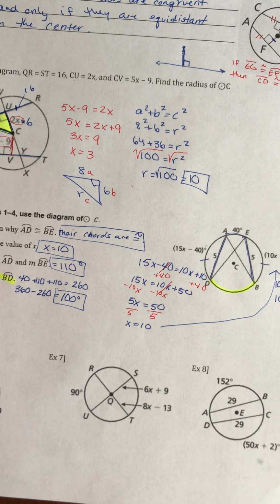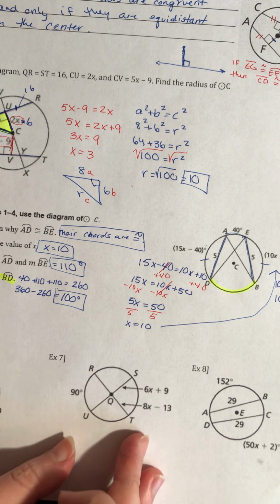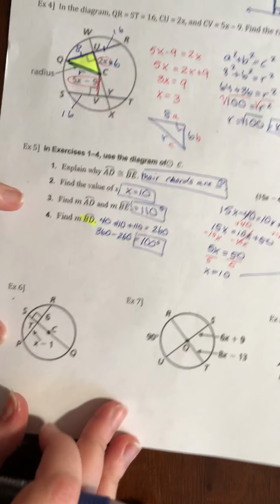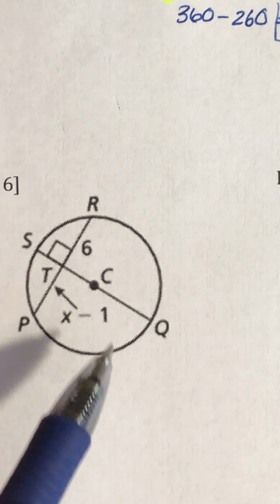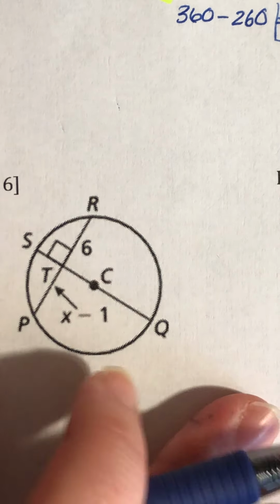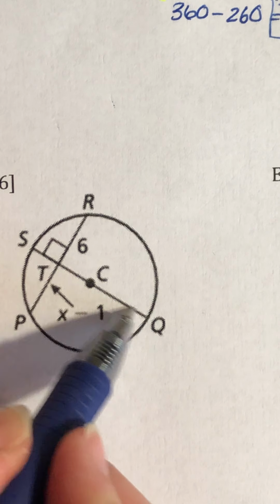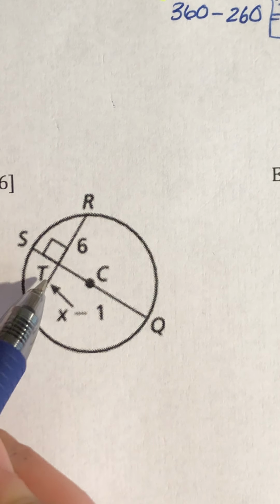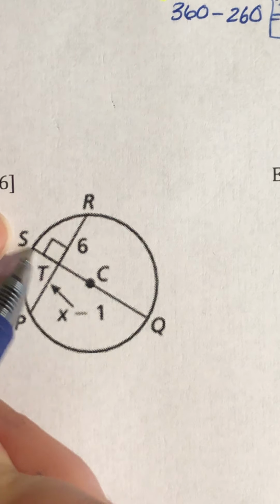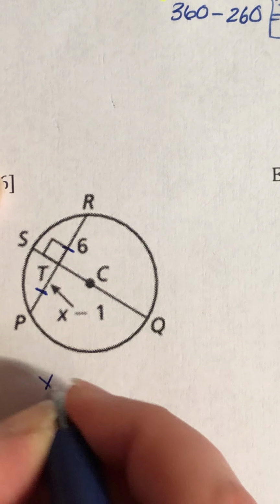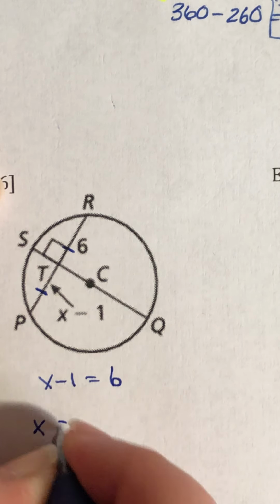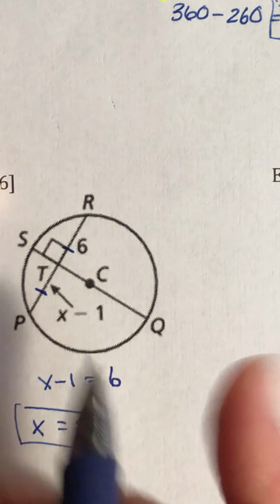So that's just using those theorems that we just worked with. And then just a couple more practices. One, I want to solve, these are all solved for x. So this is a diameter that's perpendicular, so I know it's bisecting. So these must be congruent, so I can set them equal to each other.